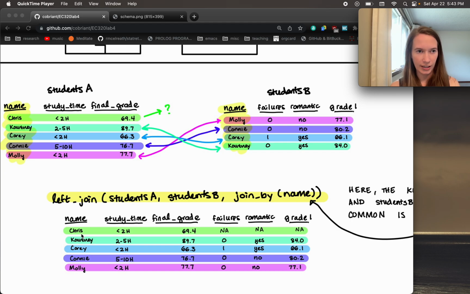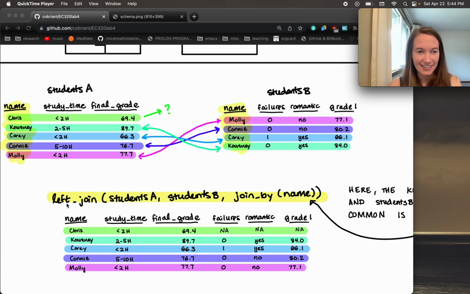And then it does the same thing for everybody else. And then notice for Chris, it has Chris's information for his study time and final grade. And then since Chris does not appear in this data set, we're going to get NAs here, which means not applicable, which just means it's missing data. We don't know. Chris may have had failures or may not have. So that's what'll happen if it's missing data. You'll just get NAs.